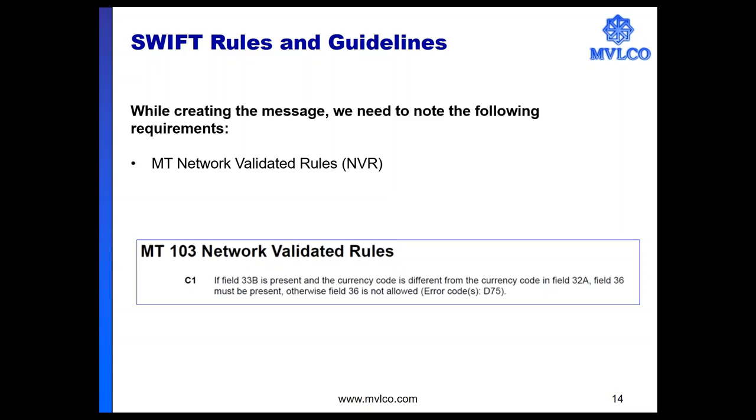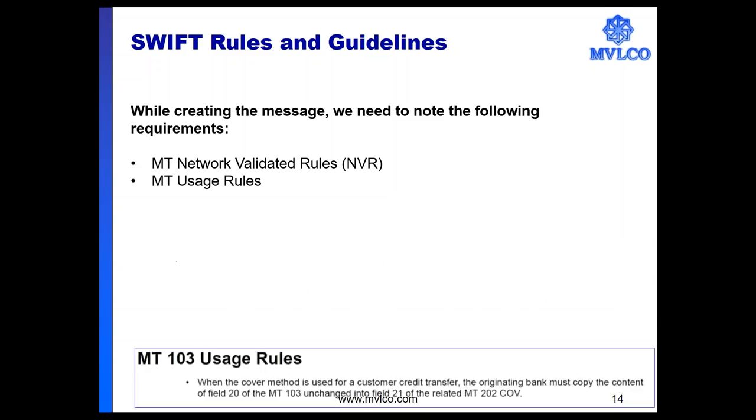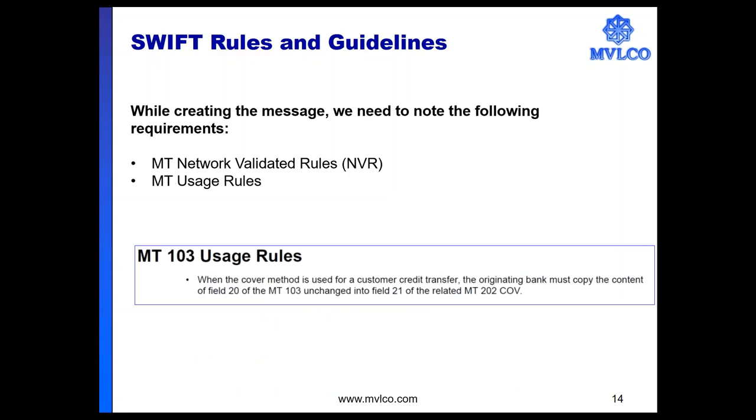The second kind of rules which are mandatory and you need to follow them are the MT usage rules. Now, MT usage rules are not validated by the network, which means for these rules, there is no error code defined, but these have to be used for the correct usage of the message. Again, this may affect more than one field. So the second compliance, which is mandatory, is to comply with the MT usage rules. So two compliances, which I said are mandatory, are MT network validated rules and the MT usage rules.